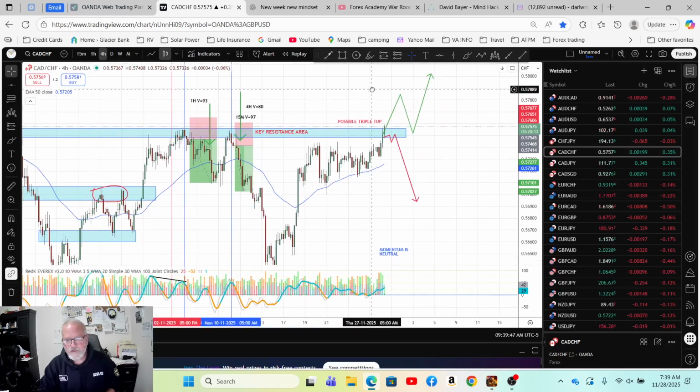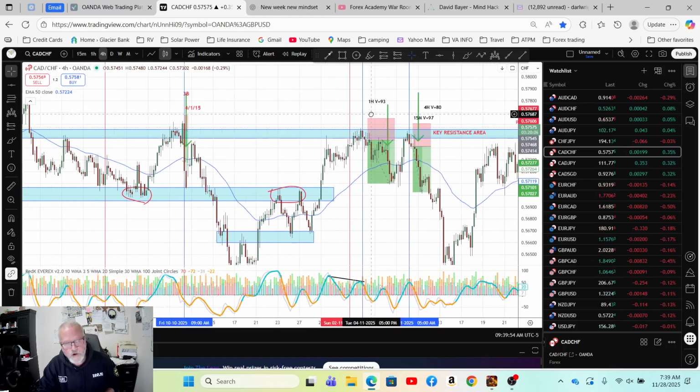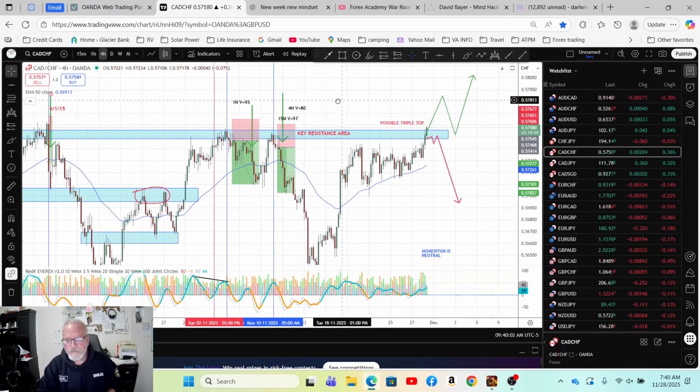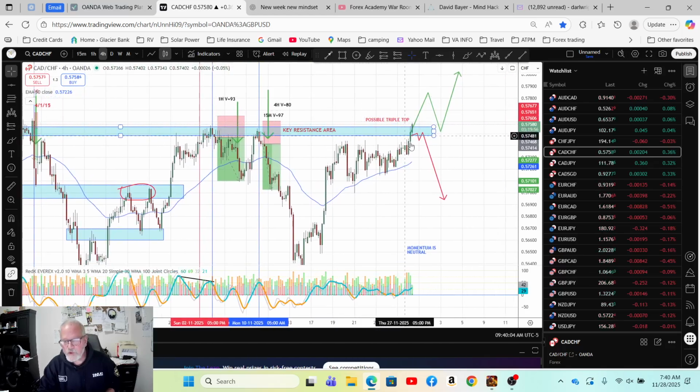I'm also looking for this one as, to me, this could be a possible triple top. If you look too far to the left, then you don't really see it. Price action is up to here on that one, on that swing high. So this is what I'm watching in that market.